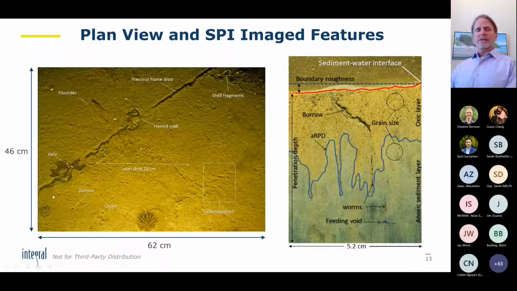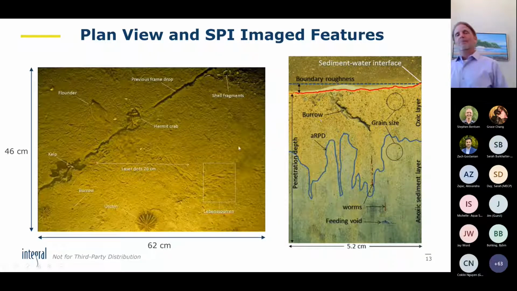Well, here's a plan view image looking down at the sediment bed at a location, and we can see critters at the top of the surface of the sediment. This one in particular has a lot of variability in it. Obviously, we don't see quite this many different critters in many pictures, but it's a good example.